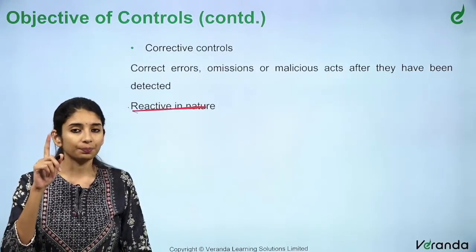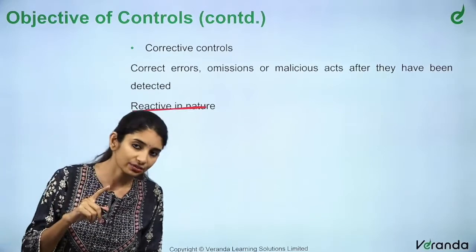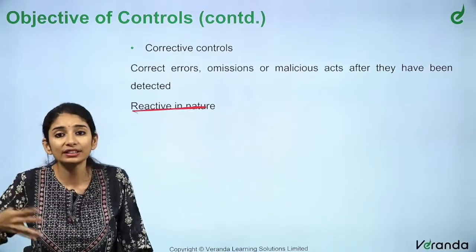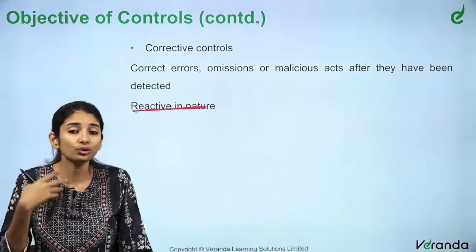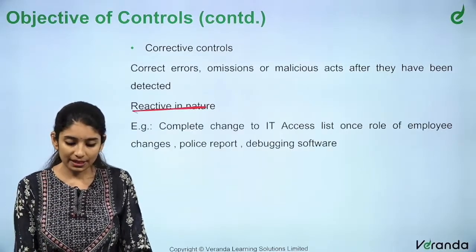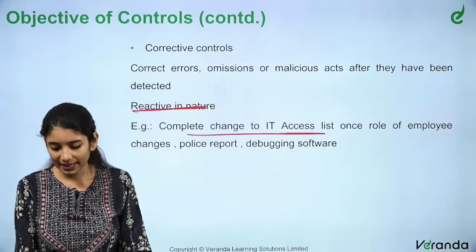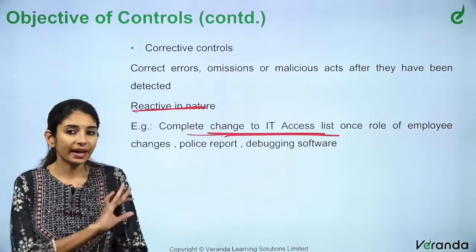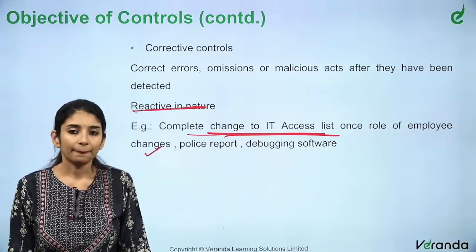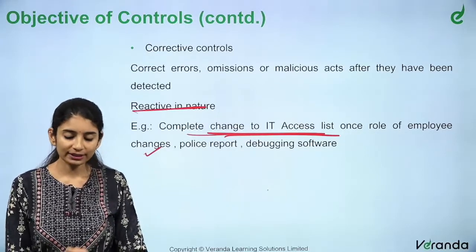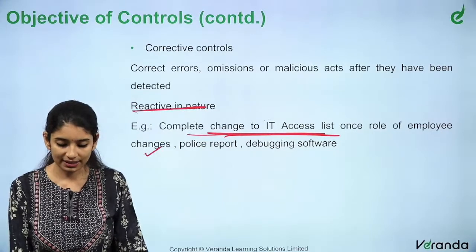So first, the detective controls were investigative in nature. This one is reactive in nature. After you find out that something has happened, how do you react to it? How do you correct it? Example, complete change to the IT access list. I change my IT access list completely once the role of the employee changes.